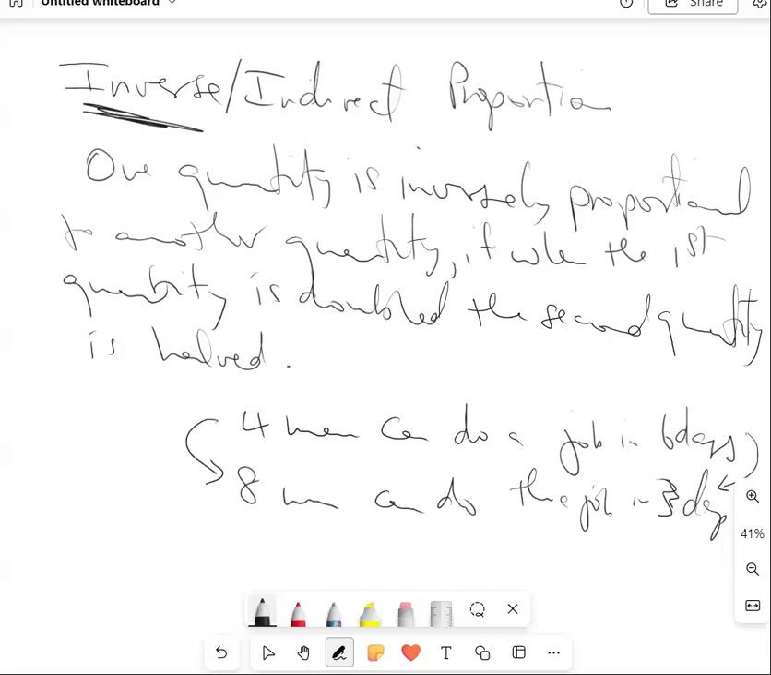Does this make sense? You can't have 4 men doing the job in 6 days, and if you double the number of men, they're taking 6 days again. No, that'll take less time. Right? So this is an example of an inverse proportion. When one is double, the other one is half. Right? That's a good example of that. And you see it a lot, especially in these kinds of job calculations.